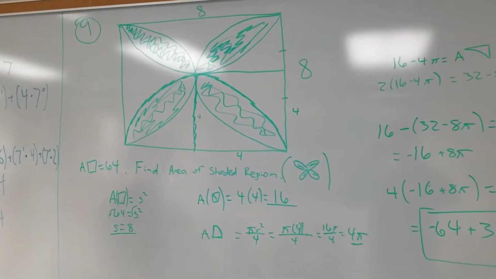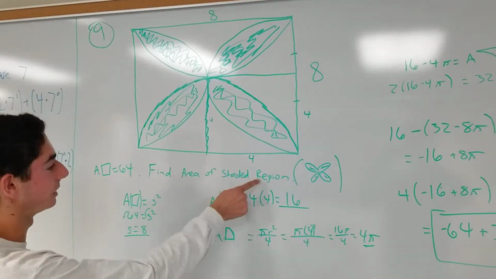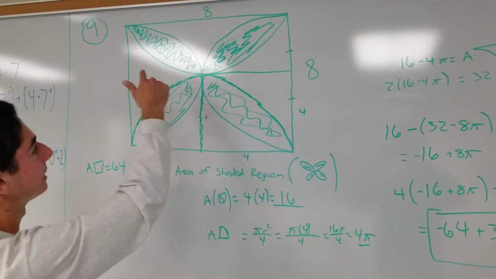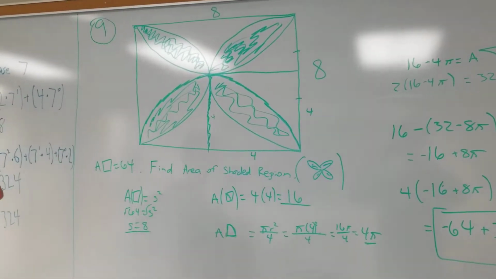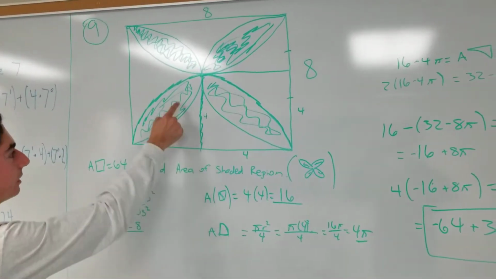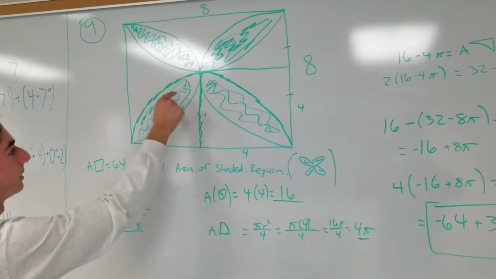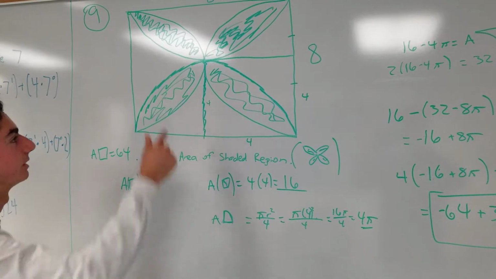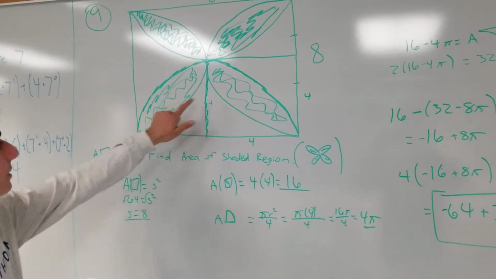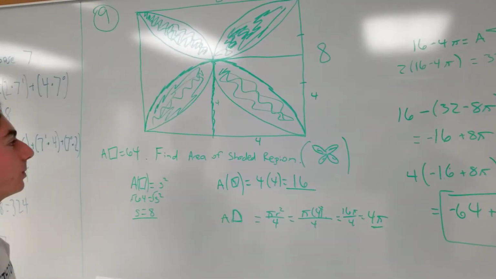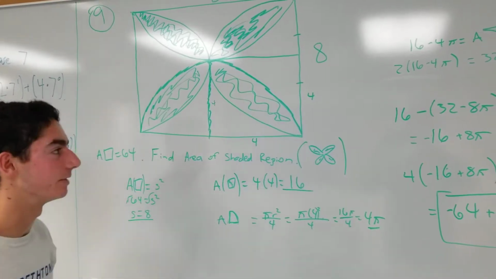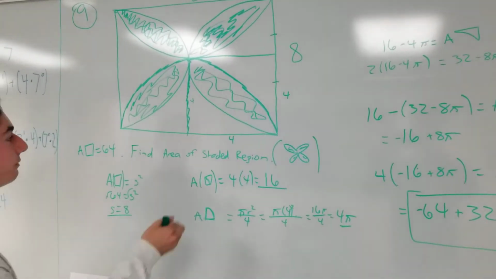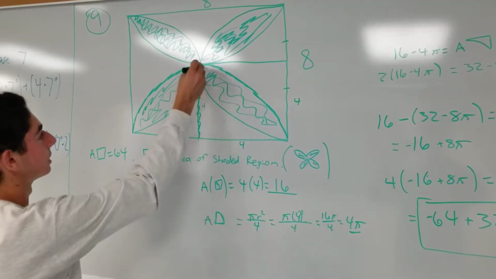But anyways, the problem asked you to find the area of the shaded region. Okay, so we have the side lengths of the big square, but we're trying to find the area of all these things combined. So the first thing I noticed is the symmetry of the whole figure. So we know that all of these are the same, right? So we can just find one of them and multiply it by 4, and we'll have the area of all 4 of them.